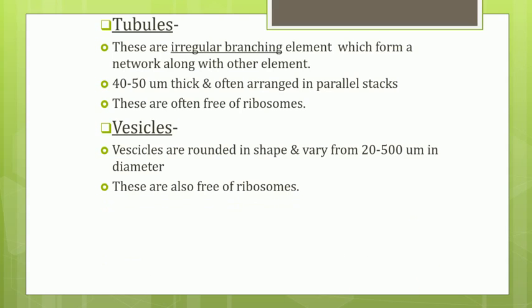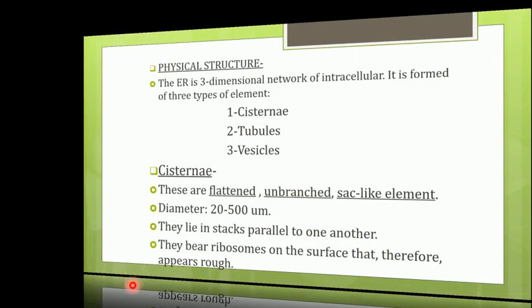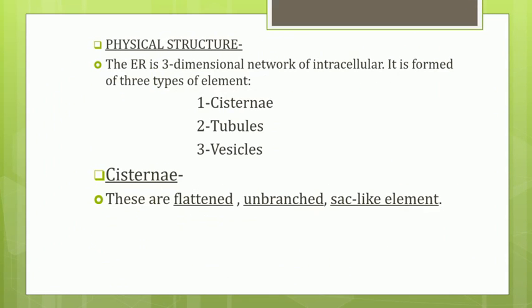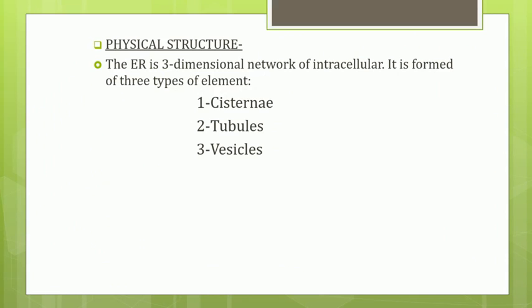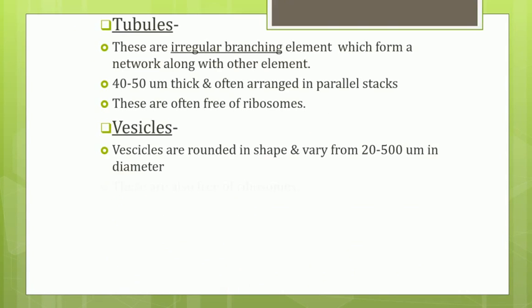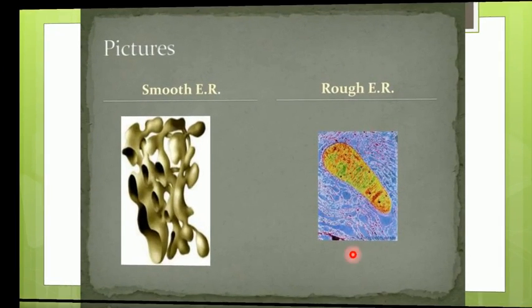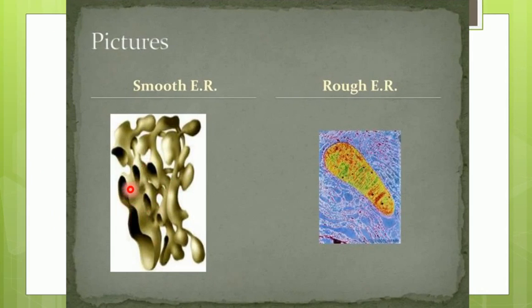So in this picture we can see inside it is hollow, and that space is called the lumen, and in that lumen you have the liquid part that is called endoplasmic matrix.